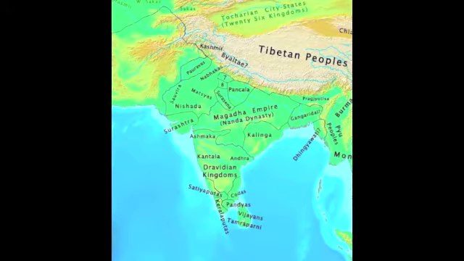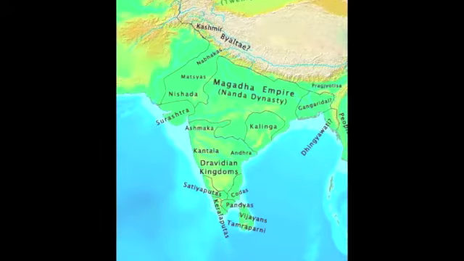Let's move on to map 3, which is the peak of the Nanda dynasty. The Nanda dynasty was replaced with the Mauryan dynasty in 322 BCE. Ten years later, King Ashoka took the throne. By this time, most of the subcontinent was under his rule.